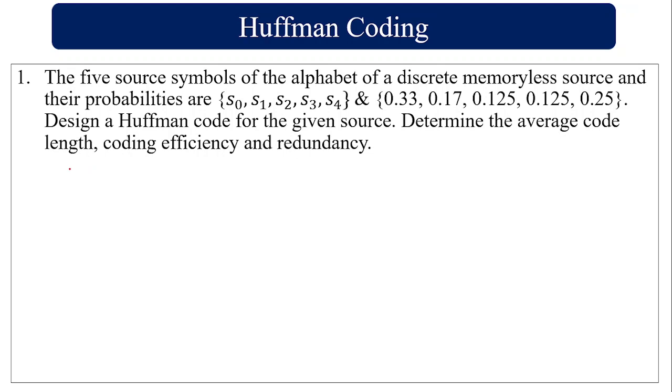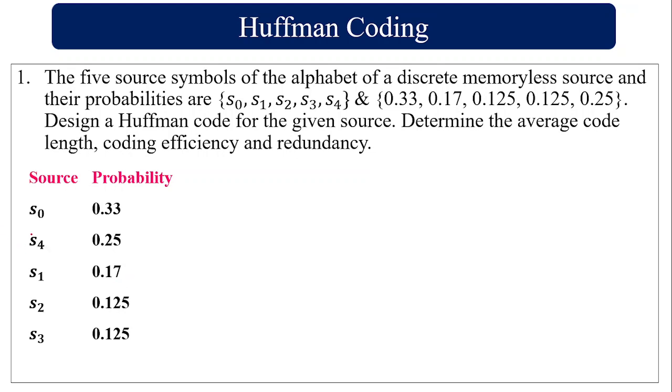Step 1 is to find the Huffman code. First, arrange the probabilities in descending order: 0.33, 0.25, 0.17, 0.125 and 0.125. The sources are also given respectively. Now we have to add the two least probabilities to get the next column. So 0.125 plus 0.125 is going to be 0.25, and the next column should be written in decreasing order.